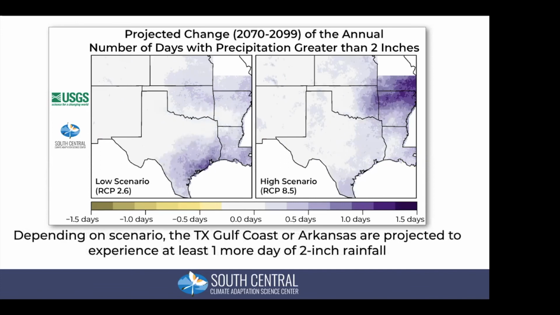For the end of the century, the Texas Gulf Coast is projected to experience another day on average each year with 2-inch rainfall or more in the low scenario. In the high scenario, far eastern Oklahoma and northern Arkansas are projected to see at least 1 more day on average annually of these heavy rainfall events. These results are important for long-term planning, such as the construction of stormwater management facilities.